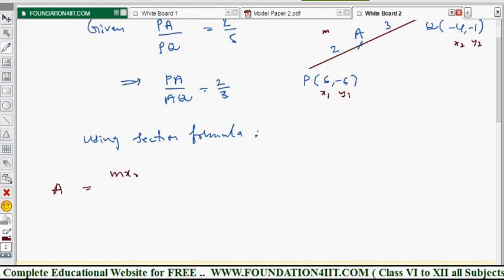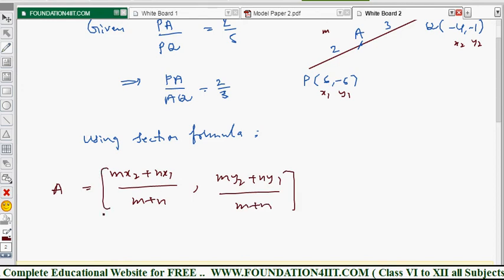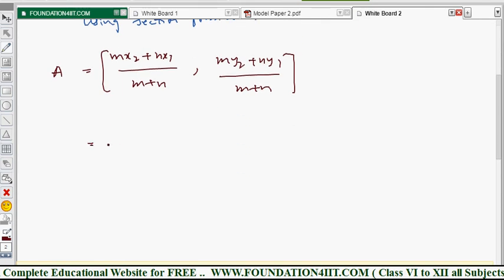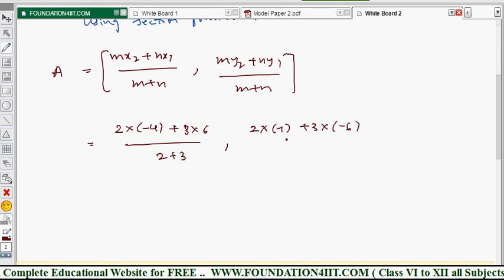That is equal to, if you apply the formula, (mx2 plus nx1) by (m plus n), and (my2 plus ny1) by (m plus n). So we know x1, y1, m and n. By substituting these points, m is to n is 2 is to 3. Then that is 2 into minus 4 plus 3 into 6 by 2 plus 3, right? And here also the same, 2 into minus 1 plus 3 into minus 6. Just substitute the values as they are. Simplify this, you will get the value of A.